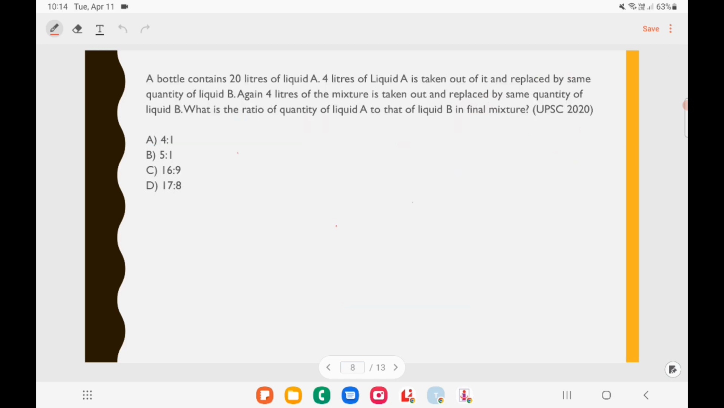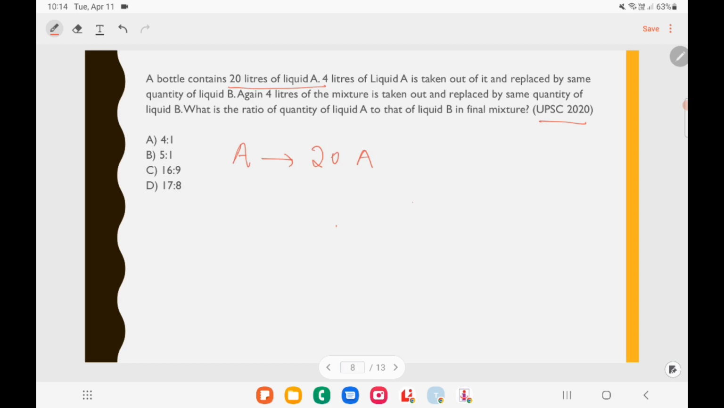Okay. Now let us see another question. This is also a UPSC question. This is from 2020. Now we will be doing it in the second method that I have told you, that is how to, after making the calculations easier. So what you need to do, a bottle contains 20 liters of A. So there is only one bottle. It is having 20 liters of A initially.